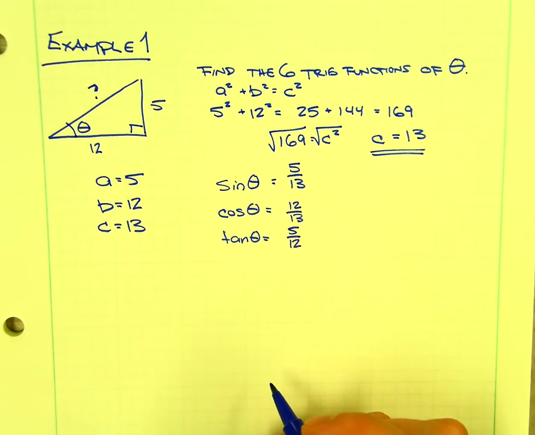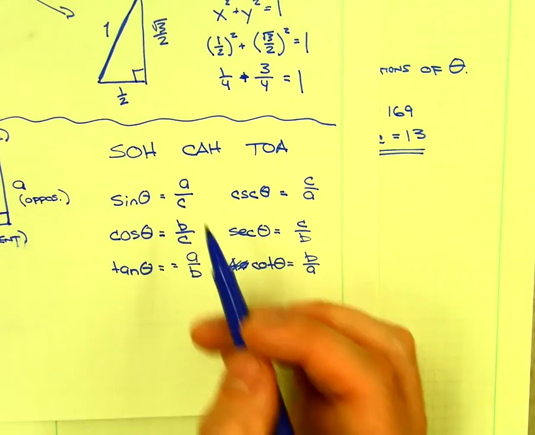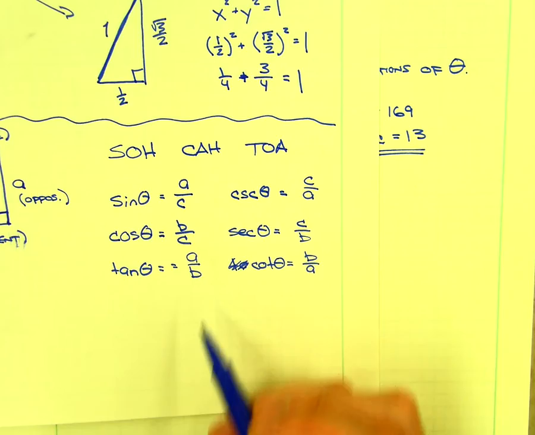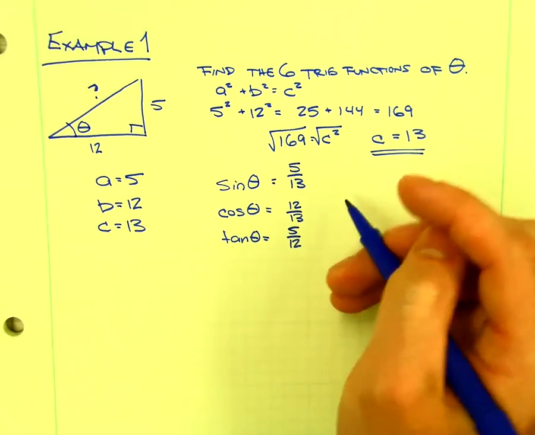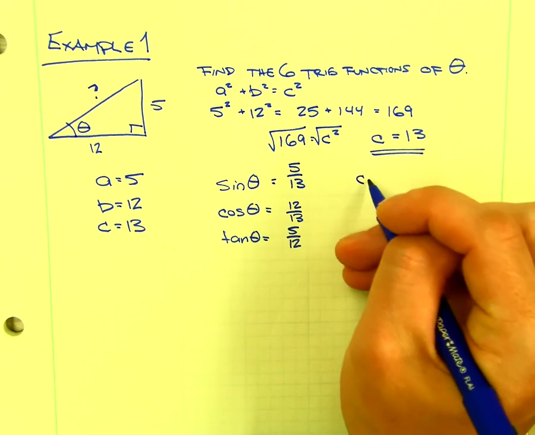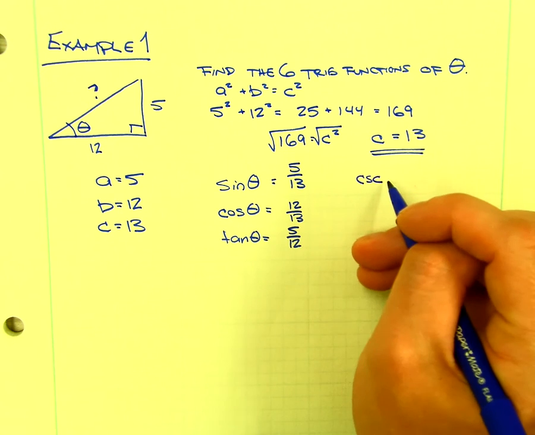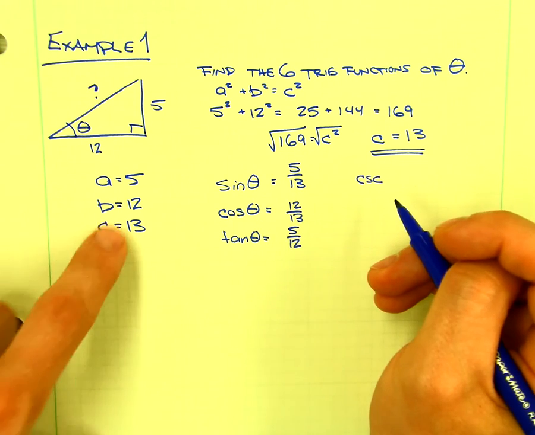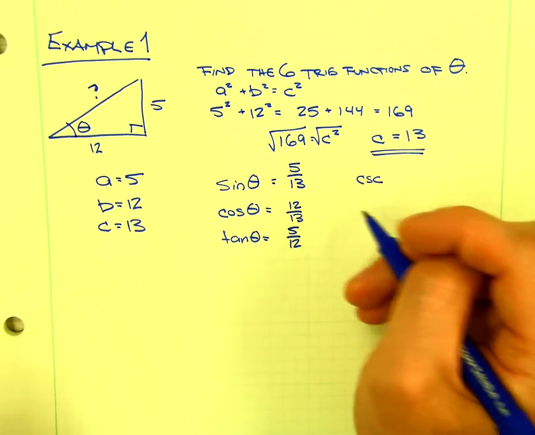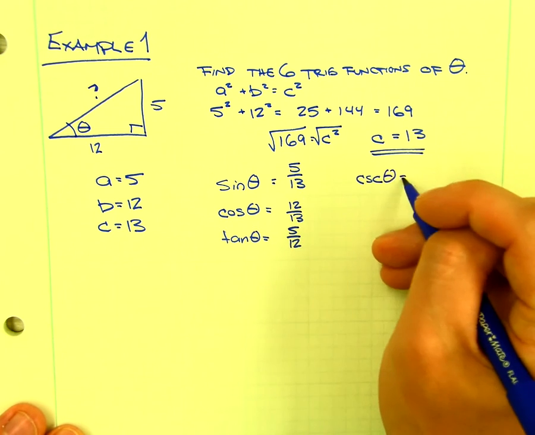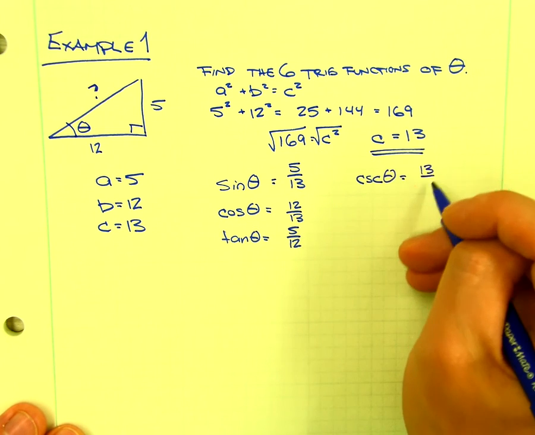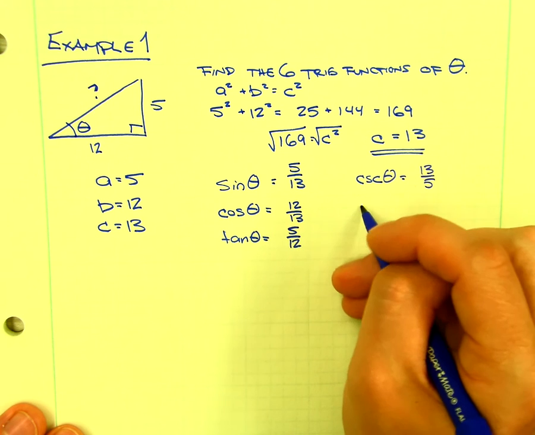I'm just reading these right off of my previous notes: a divided by c, b divided by c, and a divided by b. Now the other ones are reciprocals. The cosecant, I can either remember what I've got written down in my notes, or I can just take the reciprocal of what I've got here. So instead of 5 over 13, I've got 13 divided by 5.